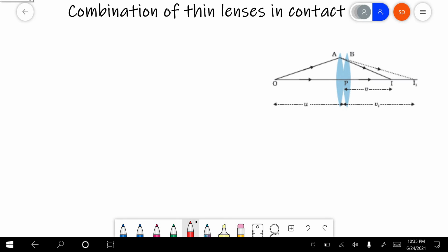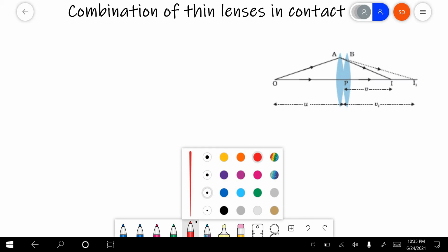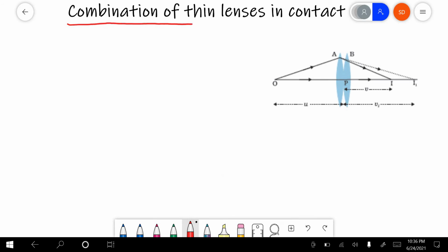Hello, in this video I am going to discuss the combination of thin lenses in contact. That means if we have two thin lenses in contact with each other, what will be the net power of the lens, or what will be the net magnification of the lens? We will find it out.